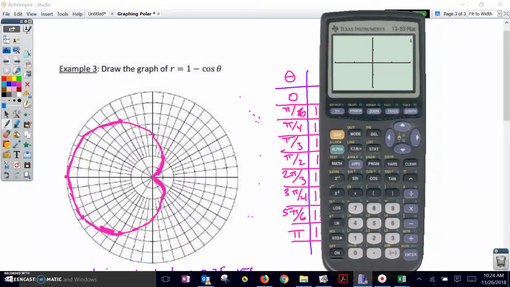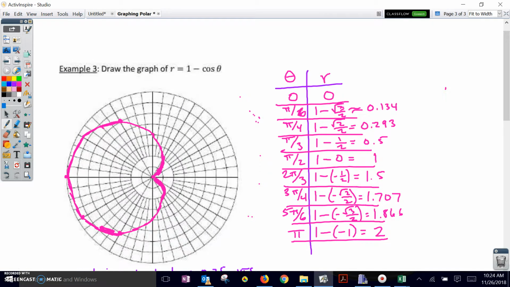And so we'll take a look at this graph. There's a little bit of distortion because of the width of our screen being wider than the height, and so I'm going to zoom to a square so that it normalizes that out. And there's what the graph should look like. And that looks pretty good compared to our hand-drawn graph. Alright, we're going to use the calculator a little bit later. But that's how we can draw a graph of any polar function by hand.